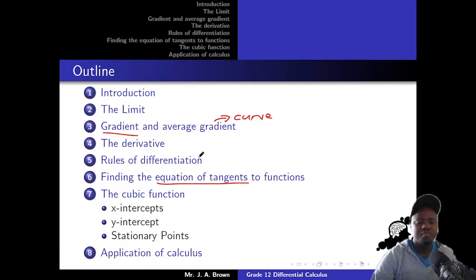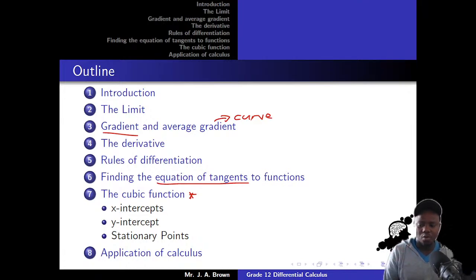Then a big portion of today's session will actually be on the cubic function. We're going to be discussing what the cubic function is. We're going to be having a look at how to find the x-intercepts, how to find the y-intercept, how to find the stationary points, the point of inflection, and then last but not least, we'll have a look at the application of calculus, basically optimization and rate of change. I hope you guys are excited for it.